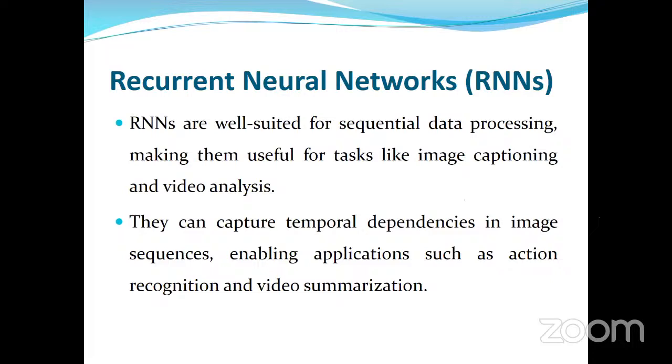And the next one is recurrent neural networks. RNNs are for sequential data processing. So they are useful for image captioning and video analysis. If we have a continuous video or continuous images, you can use recurrent neural networks. So you can capture temporal dependencies. Sequential means it is temporal, and temporal means it's actually time-based.